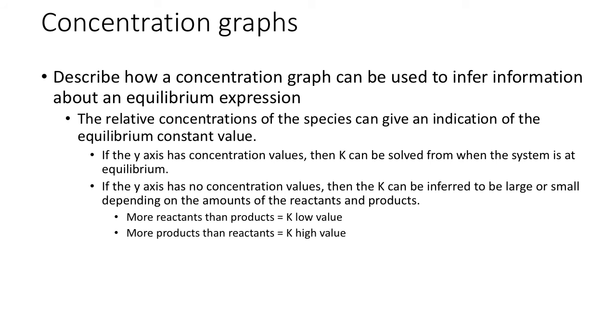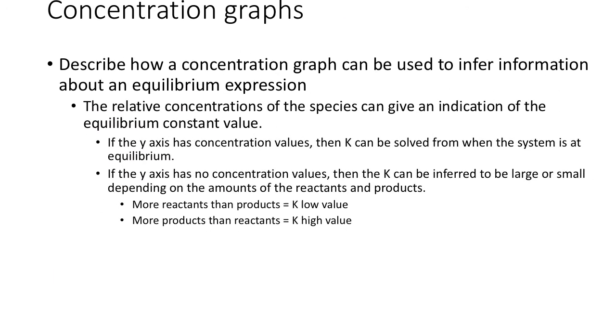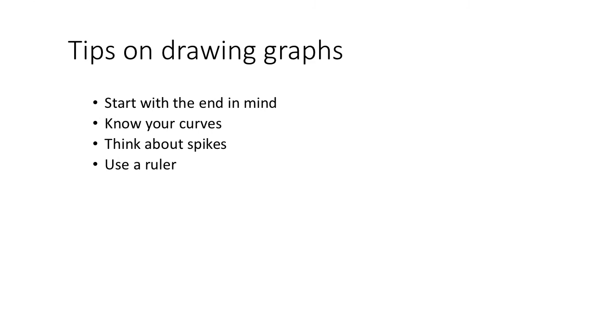We can infer K values from their relative positions. So where's that diagram? Okay, here I would say that the reactant's value is still fairly large and the product's value is still very small. So therefore, the K value might be quite a small value. So more reactants than products is a low K value, and more products than reactants is a high K value, and you can see that from the concentration graph. Then tips on drawing: really, start with the end in mind.